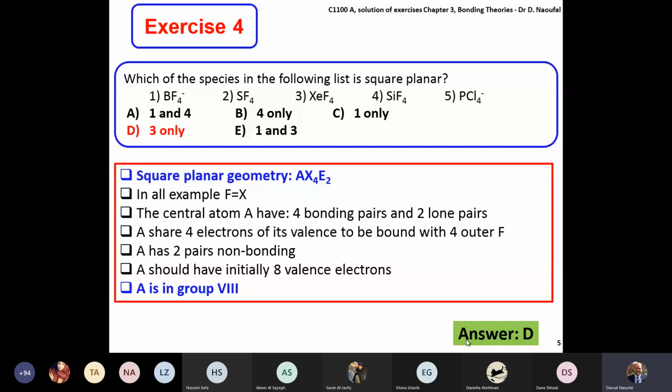In this exercise, I did not draw all the structures. I found the correct answer by analyzing the square planar structure. What is the meaning of square planar geometry? So the correct answer is D.